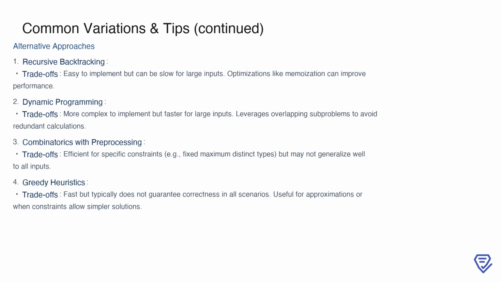A combinatorial approach with preprocessing can also be effective in cases with specific constraints, like a fixed maximum number of distinct types. While this method is highly efficient for certain inputs, it might not generalize well to all scenarios. Lastly, greedy heuristics offer a fast option, but they usually don't guarantee correctness in all cases. This approach is best suited for approximations or when the problem constraints allow simpler solutions. Choosing the right approach depends on the problem requirements and the trade-offs you're willing to make.